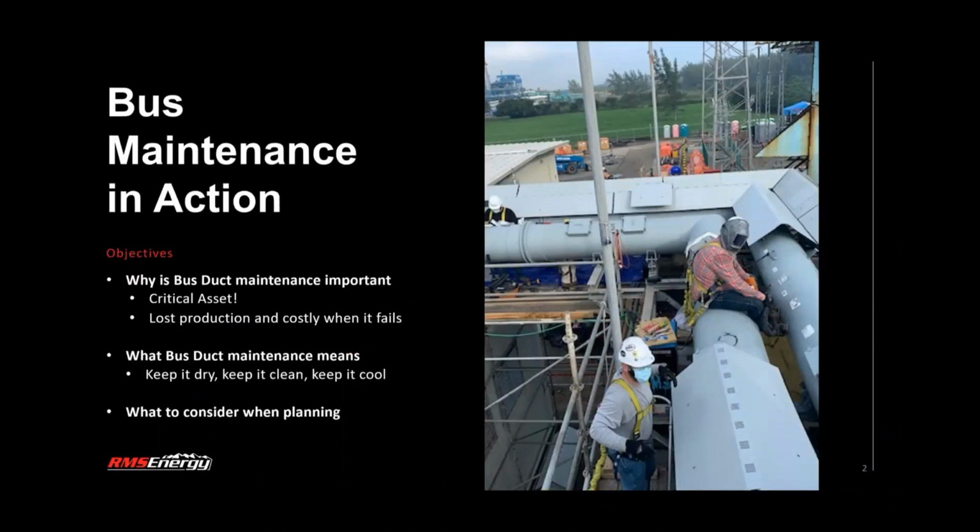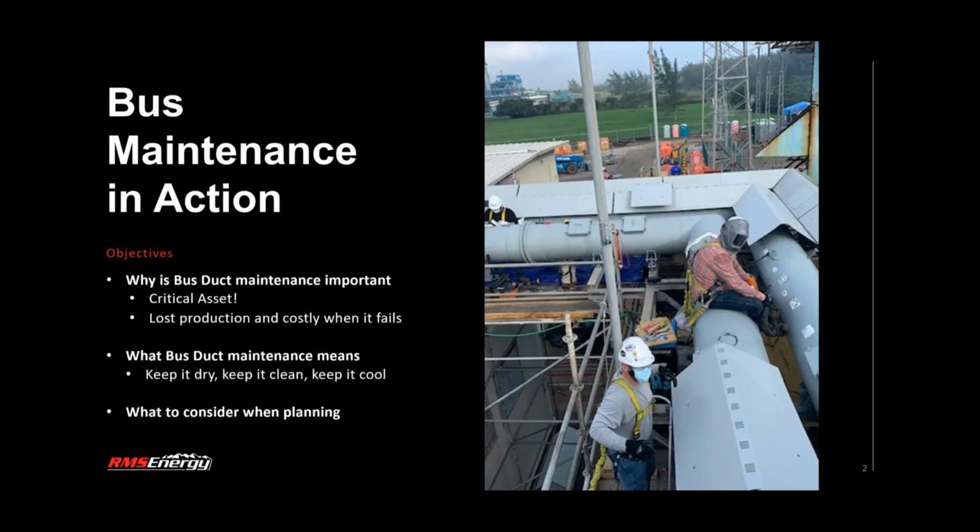I want to focus on a few topics. One is, why is bus duct maintenance important? It is a critical asset in a facility, but a lot of times it doesn't get the maintenance focus that other assets like transformers and generators get with regular maintenance cycles. It does have the potential to put your plant into an outage. And generally, if there is a major issue with your bus duct, it can be costly and time consuming to repair and lead to a lot of lost production.